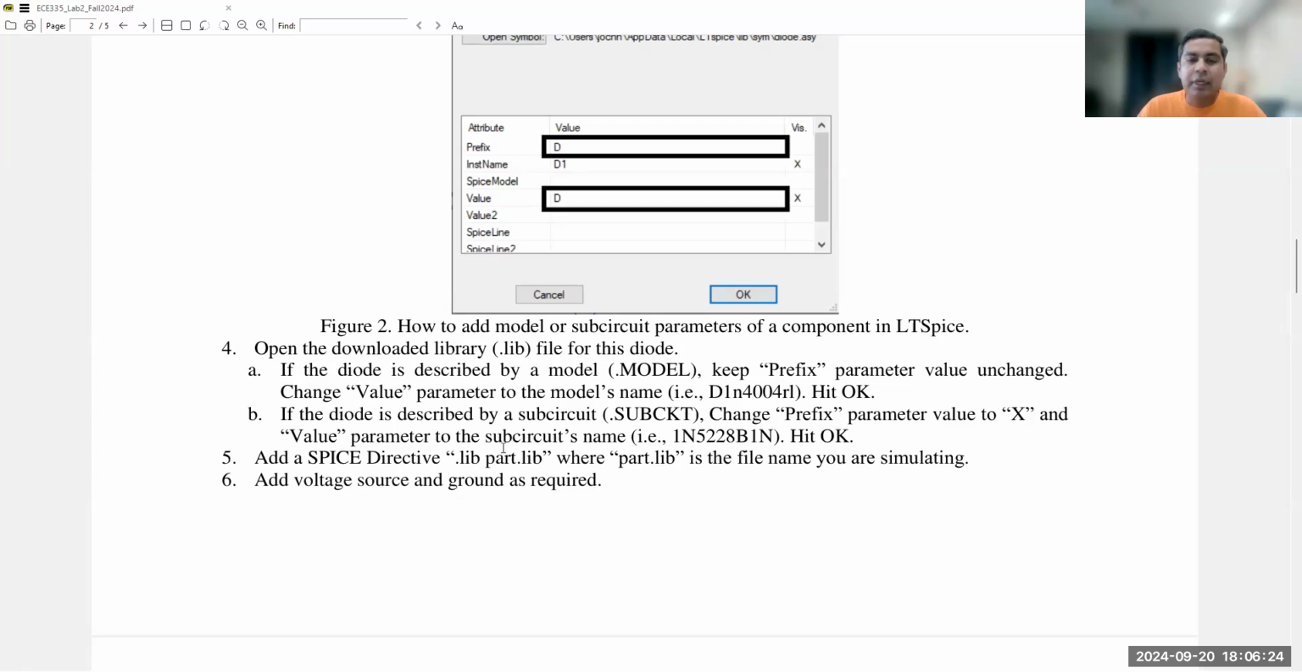And the files provided in your canvas, just download that and place it in your LTSpice home directory where you're running your LTSpice simulation from. And then copy the name of the file with its extension. It's usually .lib. So just copy that and place it in your SPICE directive for the LTSpice circuit.